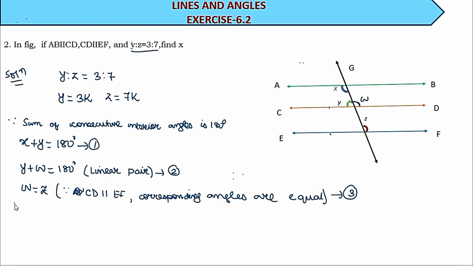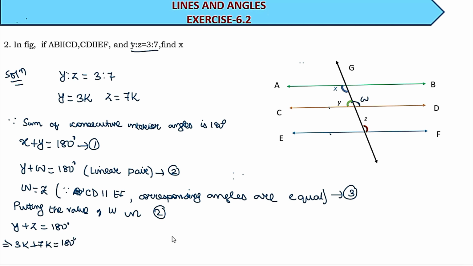So putting the value of W in 2, we have y plus z equals 180 degree. And we already know the value of y, that is 3k, and z is 7k, equals 180 degree. So here this is 10k equals 180 degree, so k equals 18 degree.